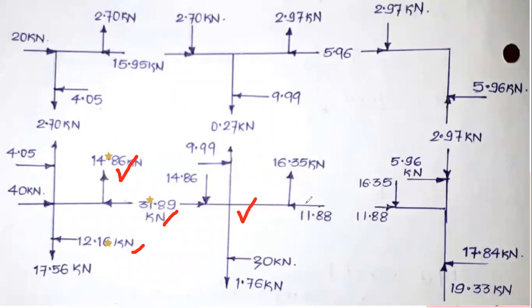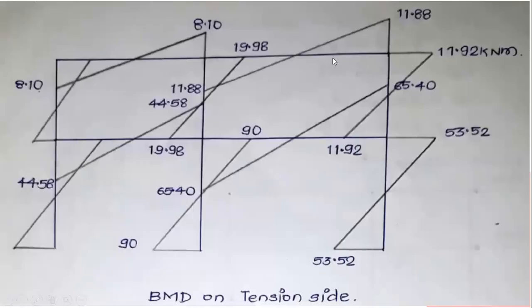There will be 8 unknown forces. Out of 8, 5 are known to us. These two, again this one is known to us, and these three forces we have to find out using those conditions. So once you get all the forces, which are the axial force and the shear force, the last step is drawing the superimposed BMD.